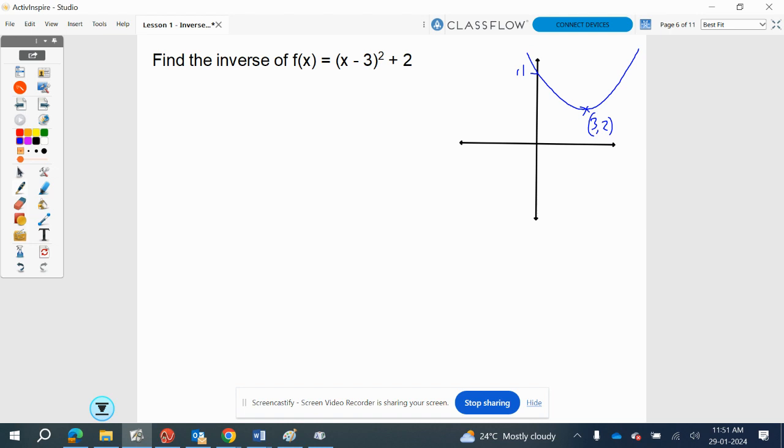So what does the domain need to be restricted to? So the vertex is essential, isn't it? Yeah. For this question, you want to know where the vertex is. What's the range?